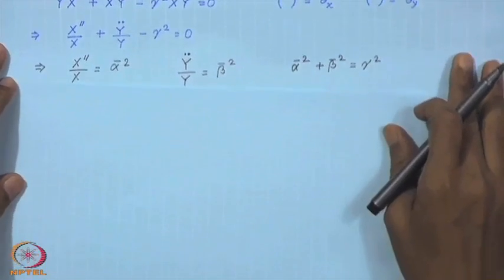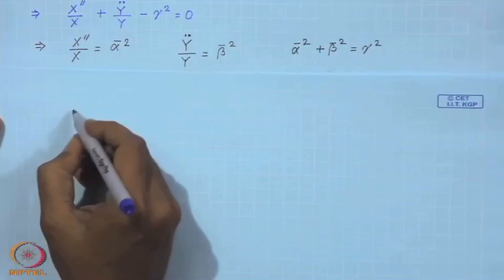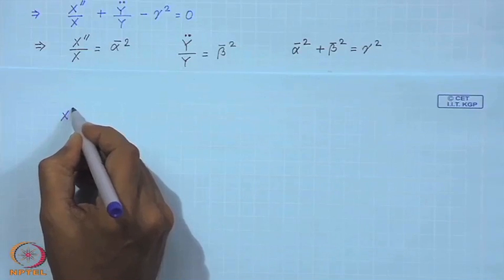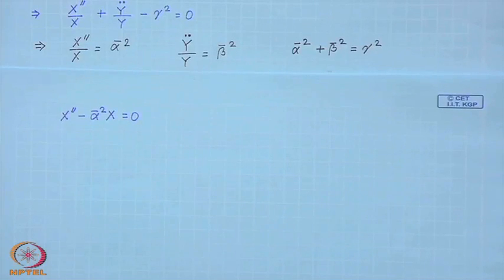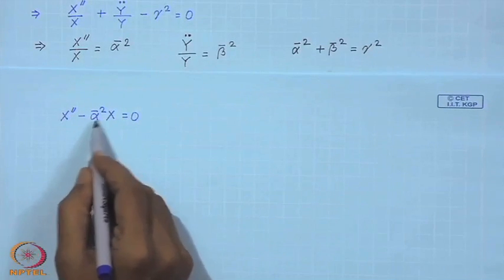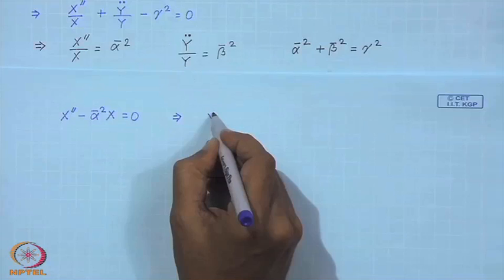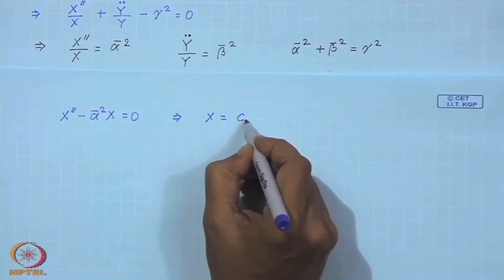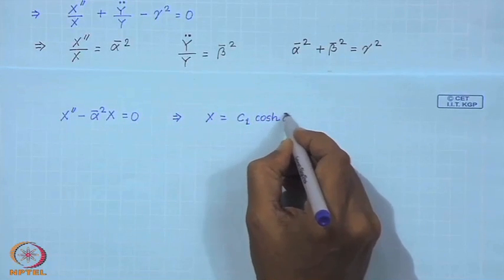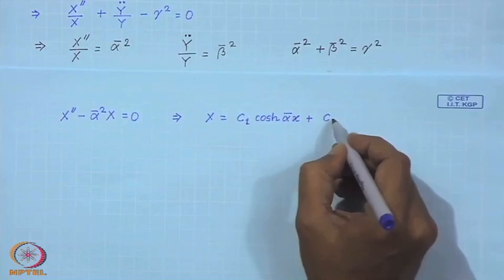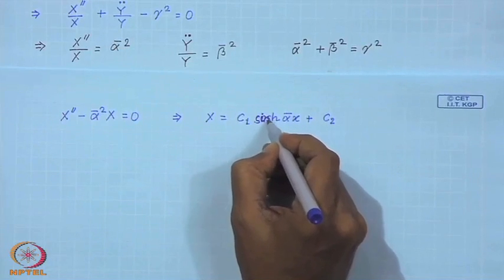So, these differential equations read: the double derivative of capital X minus alpha bar square X must be 0, and we know that the solution of this differential equation may be written as, so let me write this as the first term as a sine hyperbolic.